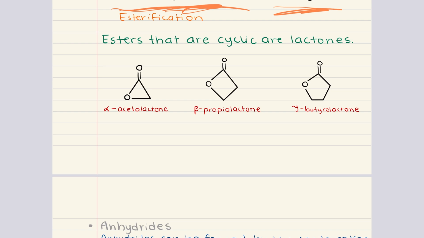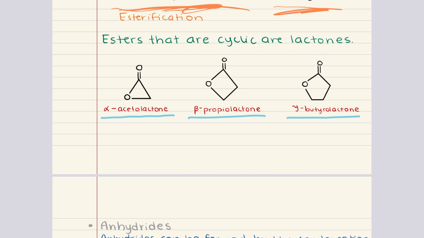So for example, alpha acetolactone is a three-membered cyclic ester. Beta propiolactone is a four-membered cyclic ester. And then gamma butyrolactone is a five-membered cyclic ester. The Greek letter designation corresponds to the position of the oxygen relative to the carbonyl group in the ring.